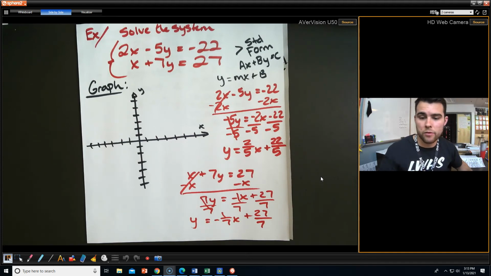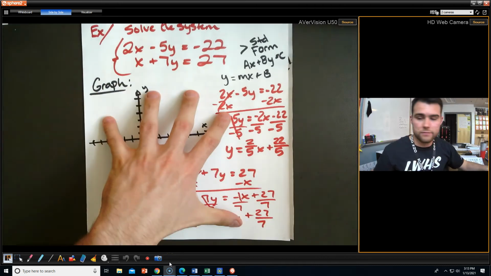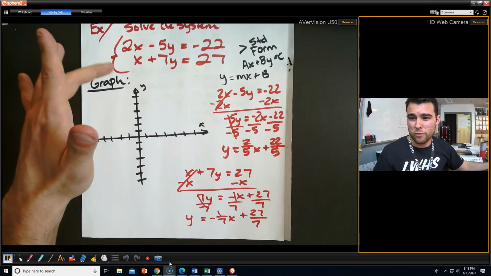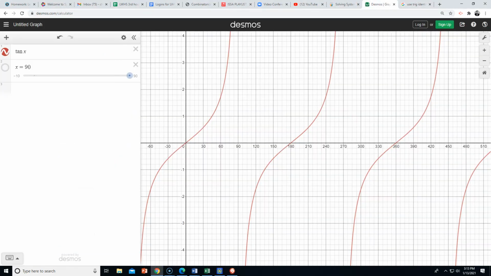So for this example, I'm going to actually just plot these on Desmos so you can see and get the idea. Okay. I wouldn't give you something like this ever, but this is something that's probably more suited for substitution, which you'll see in a little bit. Okay. But let's see on Desmos what's going on.